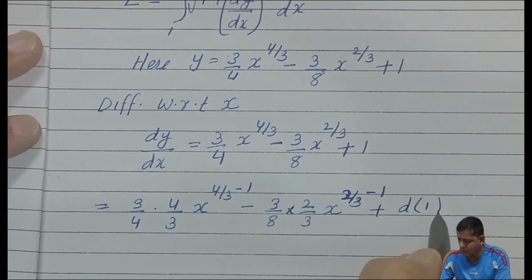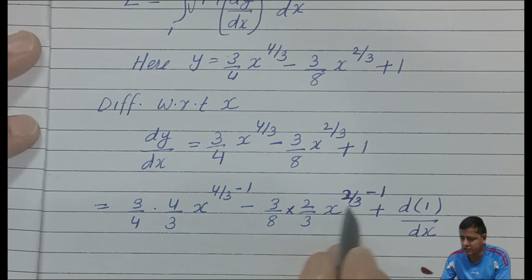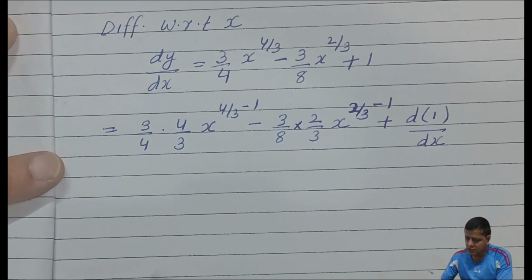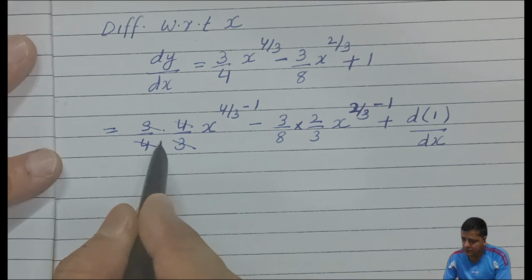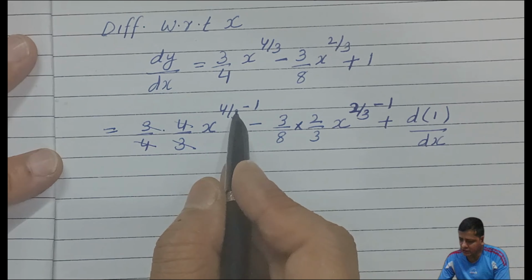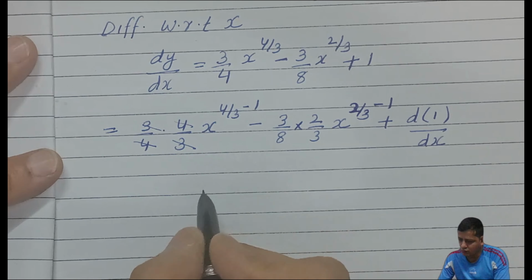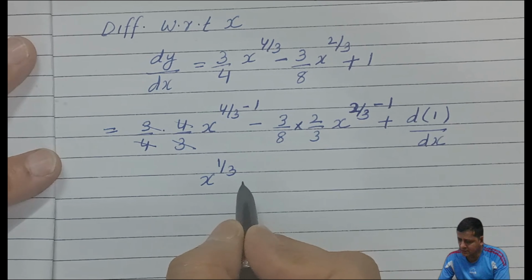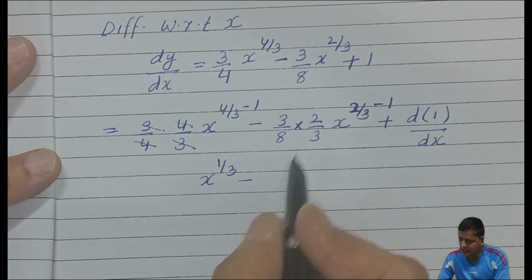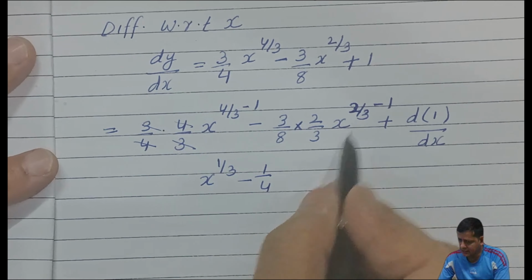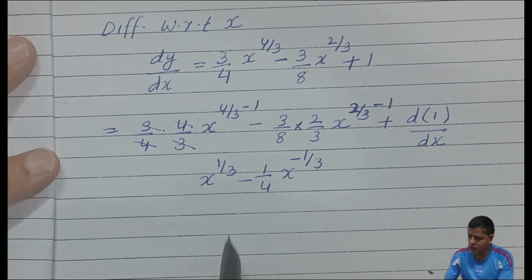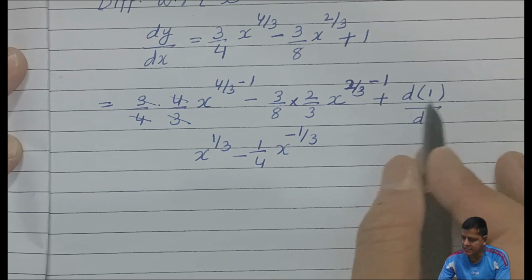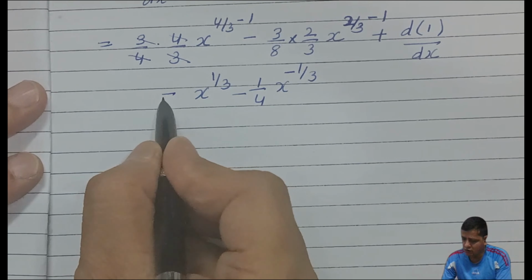Plus, the derivative of the constant 1 is 0, so we have differentiated both the terms. Now let's solve it. It's very easy: these cancel. So what are we left with? When you subtract 4 by 3 minus 1, you get 1 by 3, so we get x to the power of 1 by 3 here. Minus, we get 1 by 4. Then x to the power of 2 by 3 minus 1 gives minus 1 by 3. The constant gives 0, so it doesn't matter.